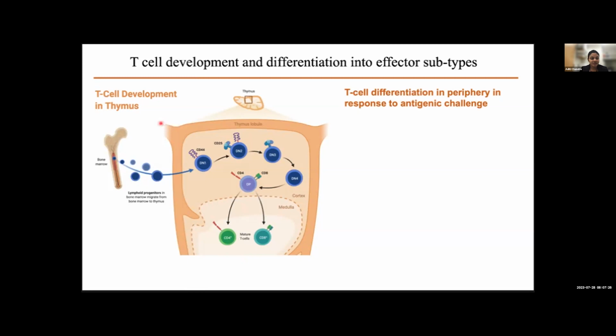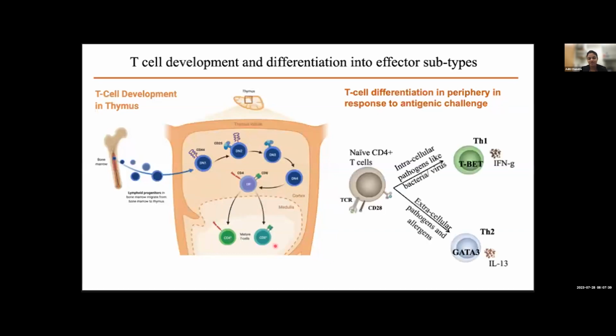As we all know, T cell development starts from progenitors in the bone marrow, which migrate into the thymus and go through a number of developmental stages and mature into single positive CD4 and CD8 cells, which are released into the periphery. In the periphery, in response to different antigenic challenges, the naive CD4 cells can differentiate into Th1, Th2, among other cell types.